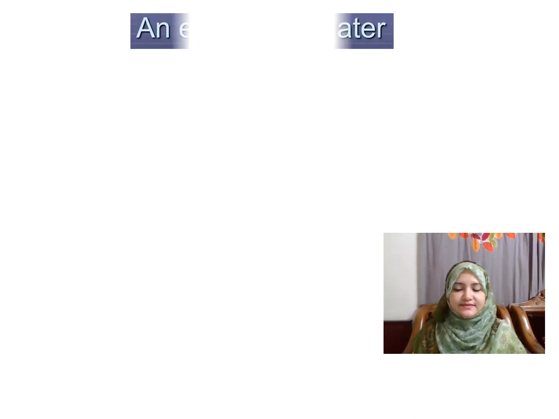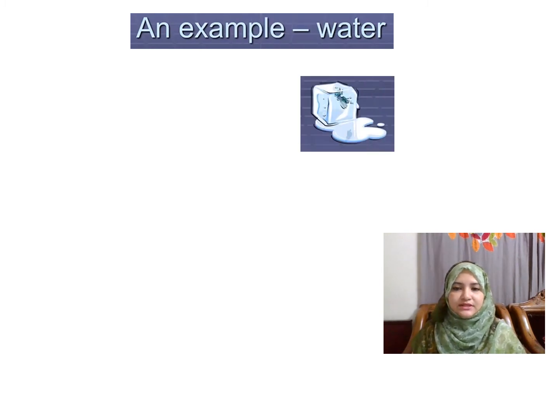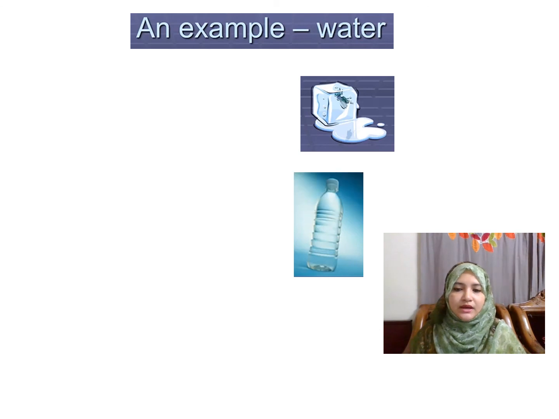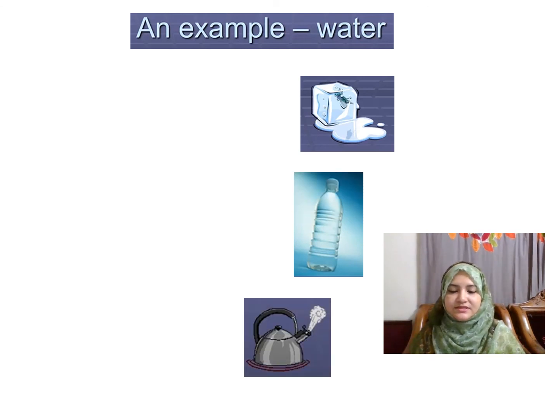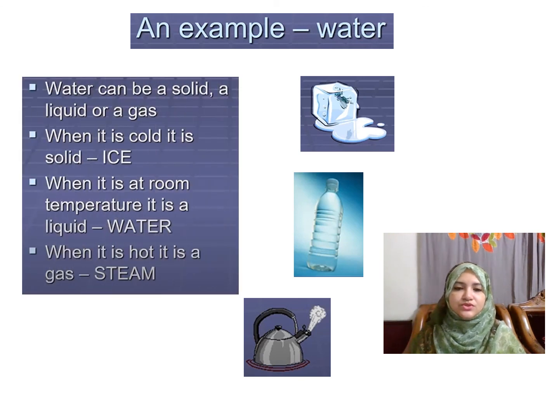Now let's take an example, which is water, a perfect example. This is an ice cube, this is a glass of water, and this is water vapor, the three forms of water. Water can be solid, liquid, or gas. All of you know that. When it is cold, it is solid ice. When it is at room temperature, it is a liquid. And when it is hot, it is a gas, and we call it steam.